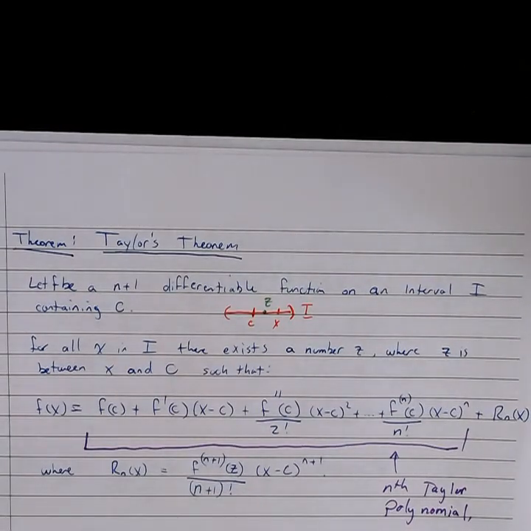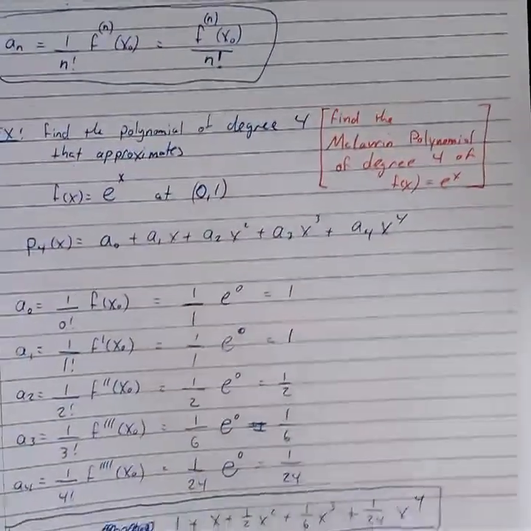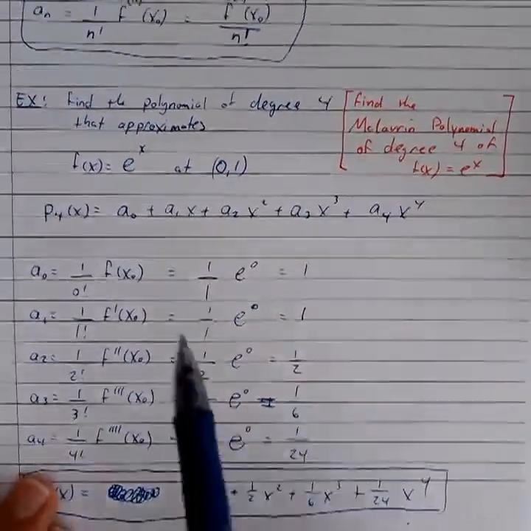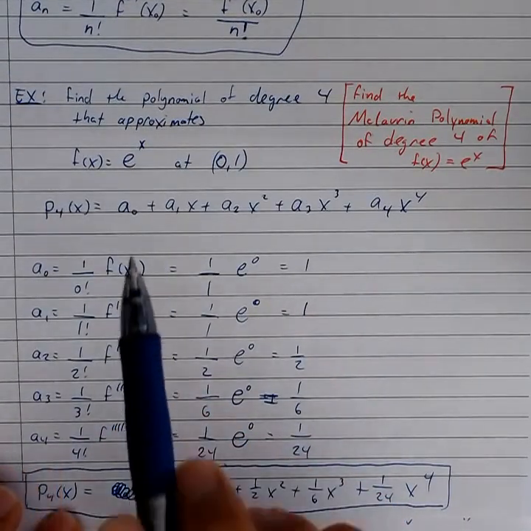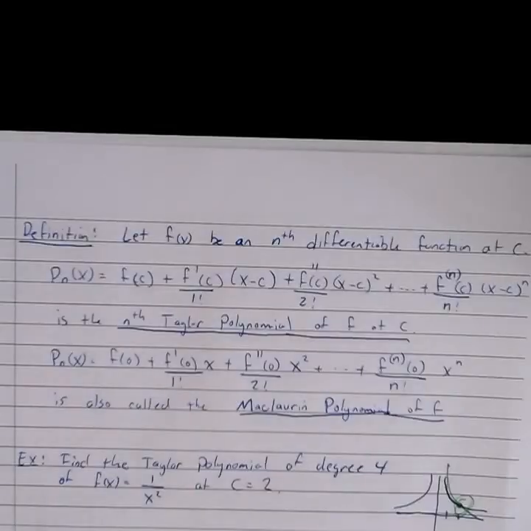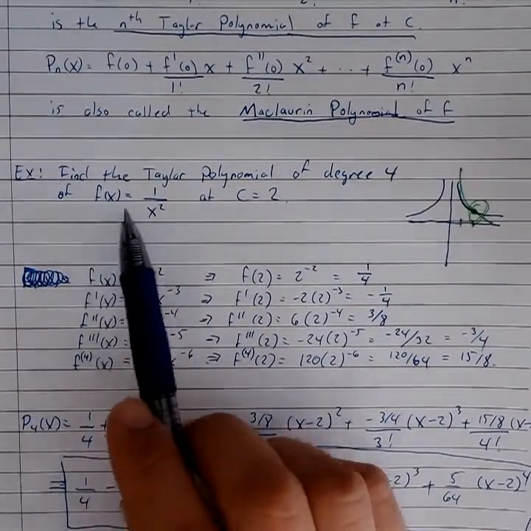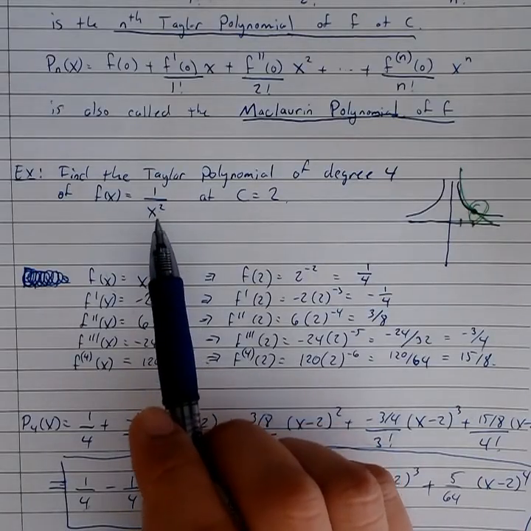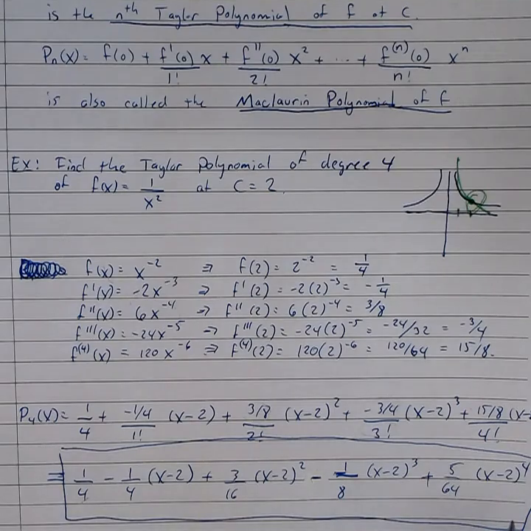We never meant to say that this polynomial is the same as this function, right? This polynomial is not the same as this function. It's only an approximation, all right? Same thing with the one we just saw over here. I never meant to say that f of x equals 1 over x squared is the same as this polynomial. They're not.